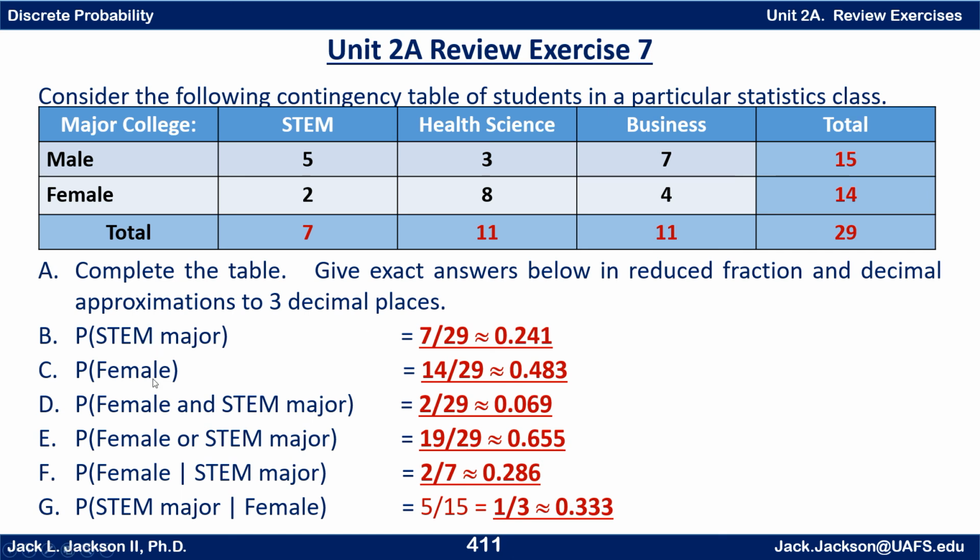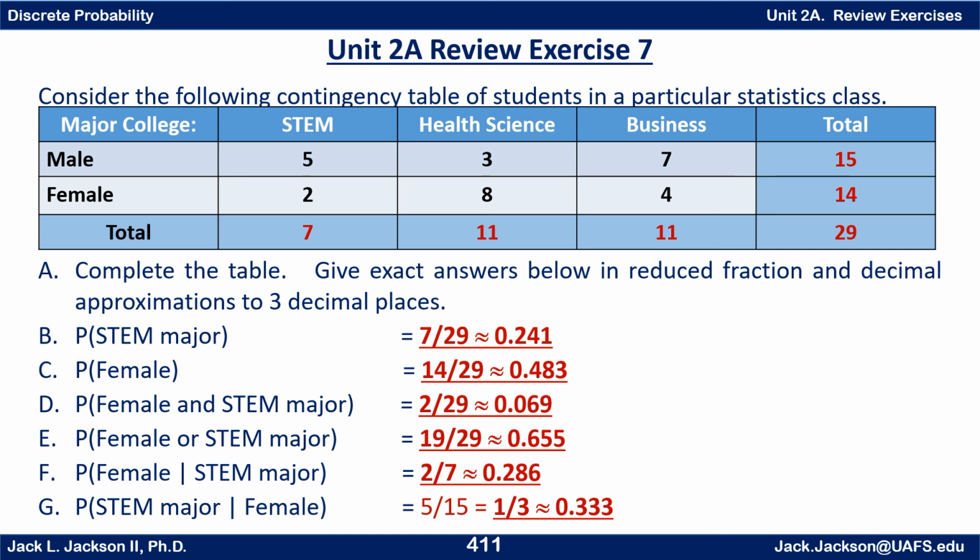Now, we can do these probabilities. So, for example, the probability of a STEM major is the number of STEM majors divided by the total, which is 7 over 29. So 7/29 is the exact value, approximated to 3 decimal places, that is 0.241.